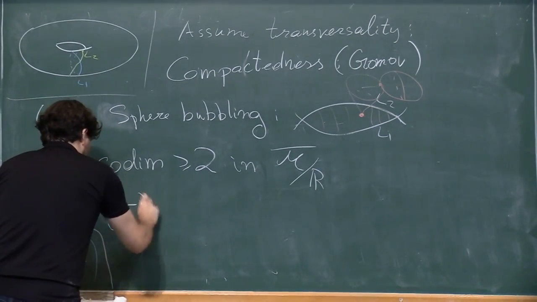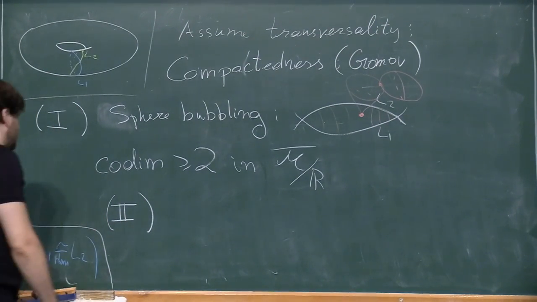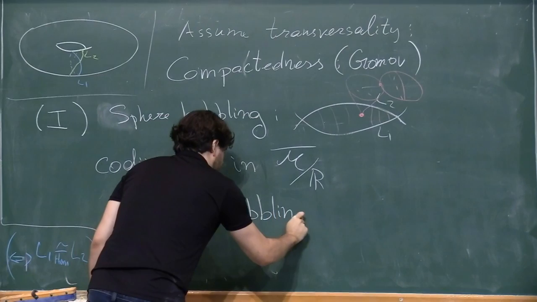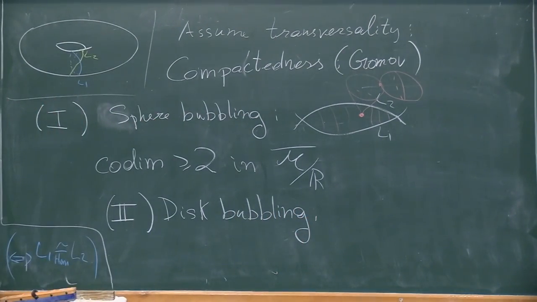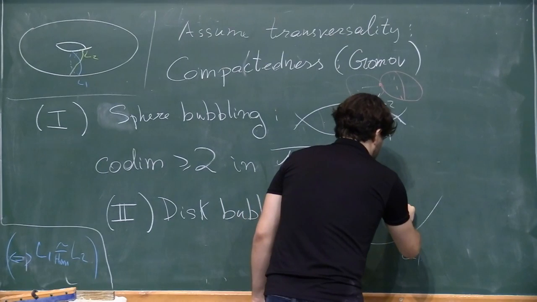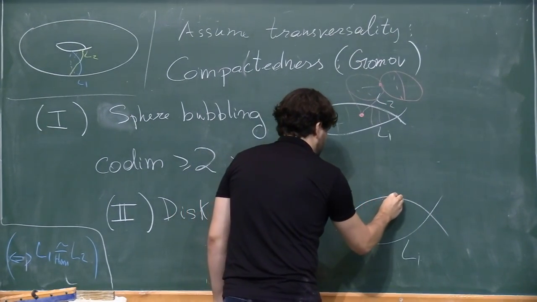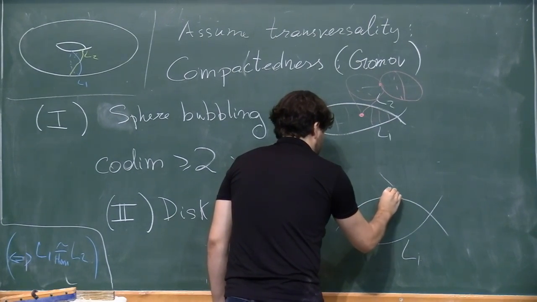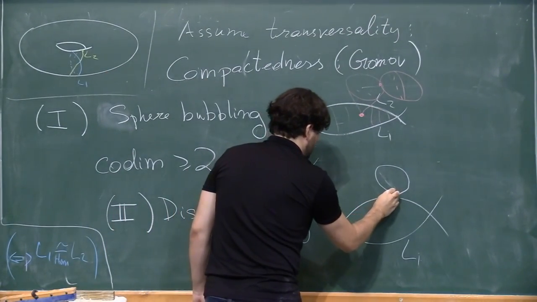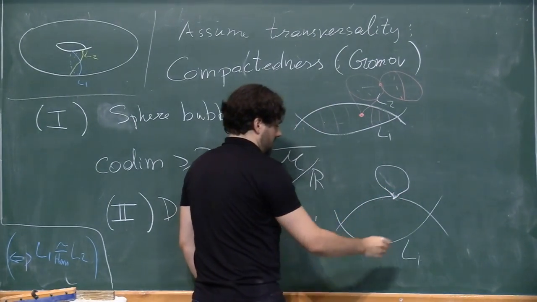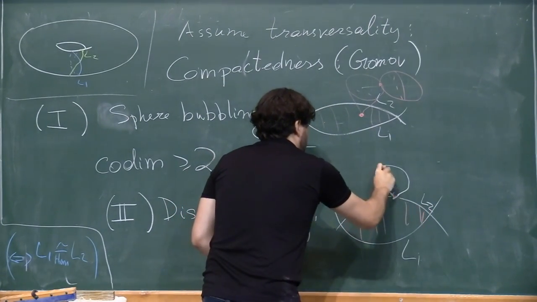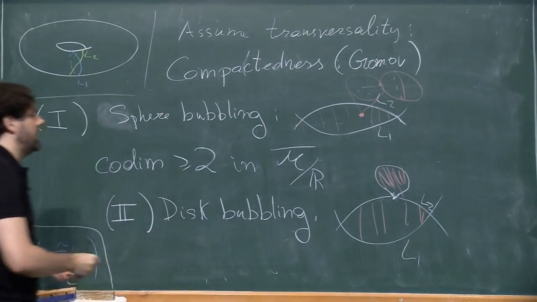But one thing that does interfere for us is disk bubbling. This bubbling is the following. We have here a Lagrangian. Then suppose that these strips start forming, the derivatives start exploding nearby on the boundary of your disk, so that in a limit there is a disk that bubbles off.